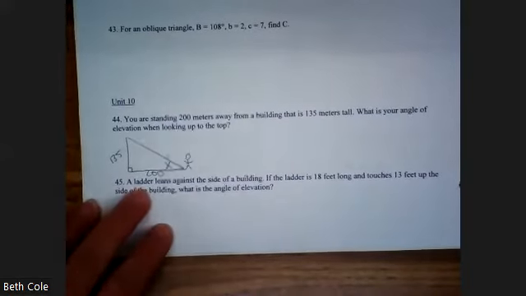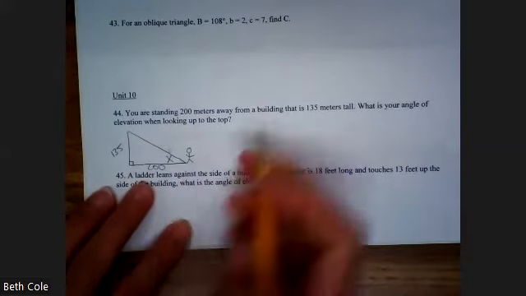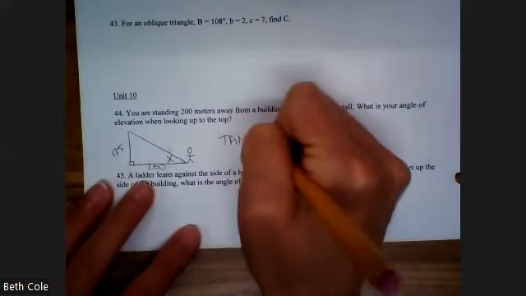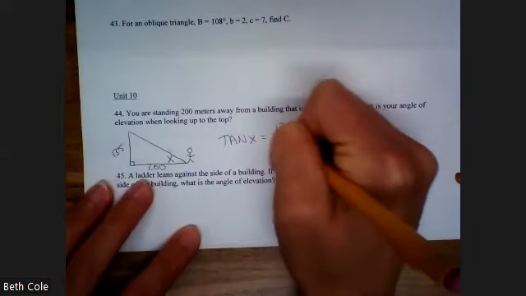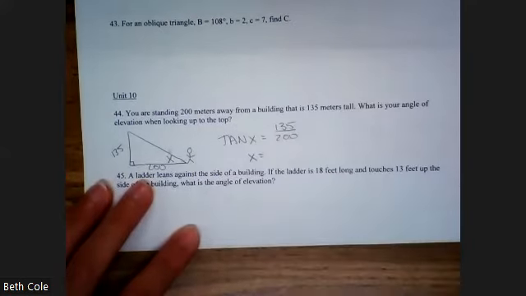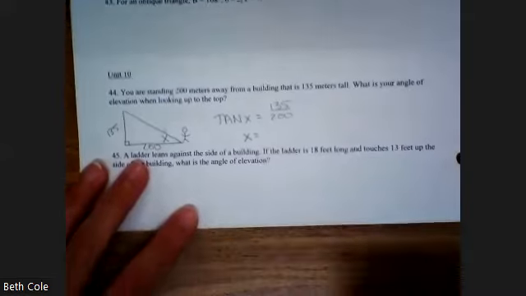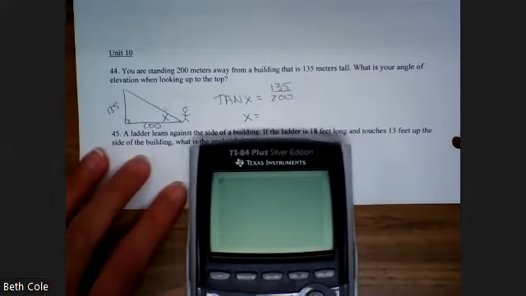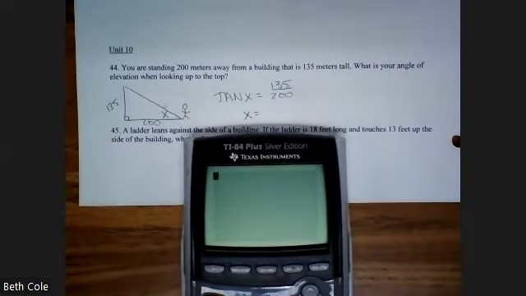All right, so do we want sine, cosine, or tangent? Tangent. Tangent of x equals 135 over 200. Now, how would you type that, since it's the angle that you want? Yeah, inverse tangent, perfect. So it is second tangent, and then 135 over 200.